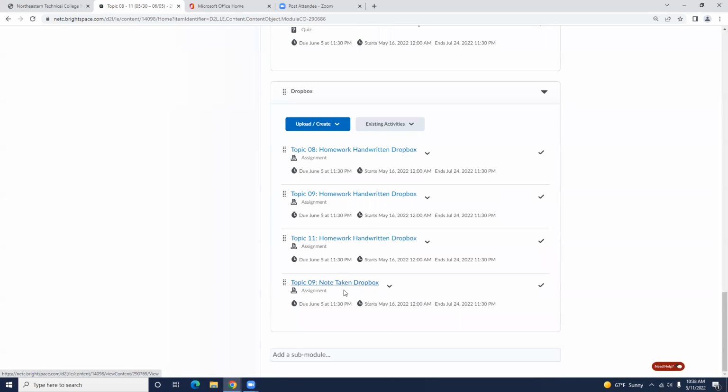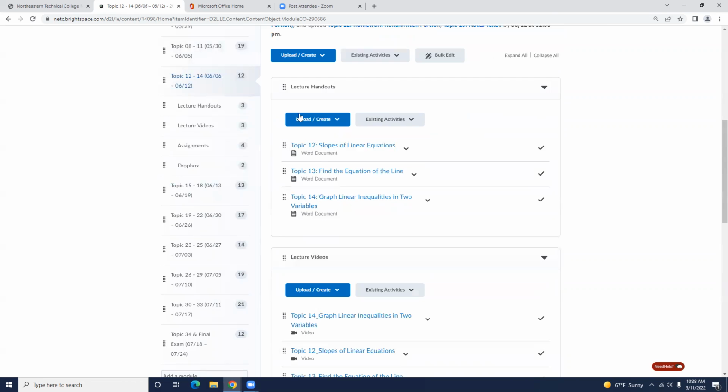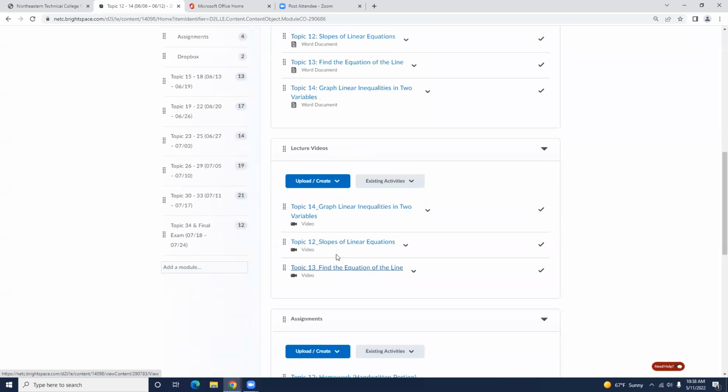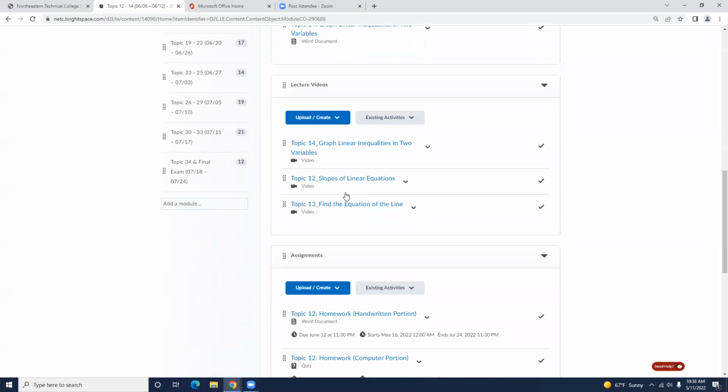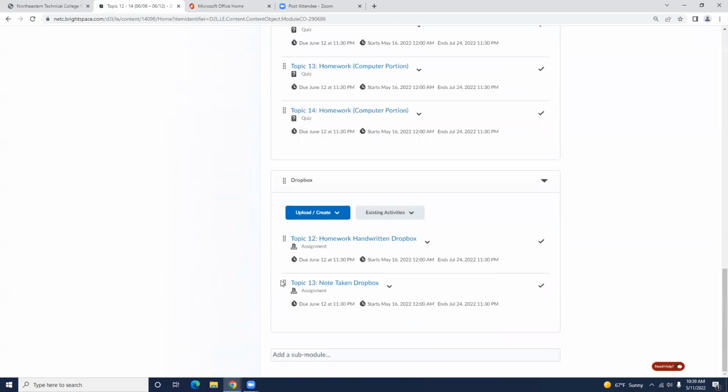So this process repeats every week. Every week, you're going to find lecture handouts; print or copy them. Then you have the videos. You watch the video and take notes on the handout you printed or copied. Complete your homework, both portions. And then upload your notes taken and upload the handwritten portion into the Dropbox.